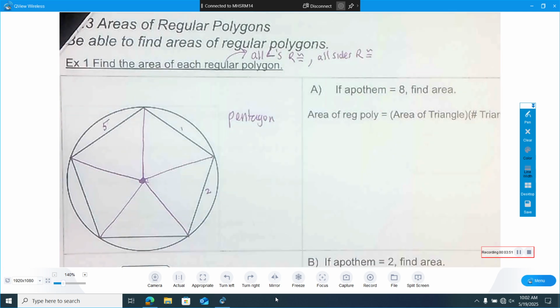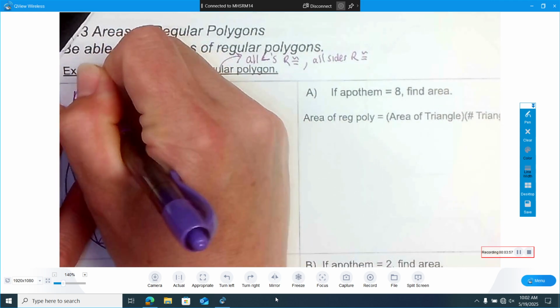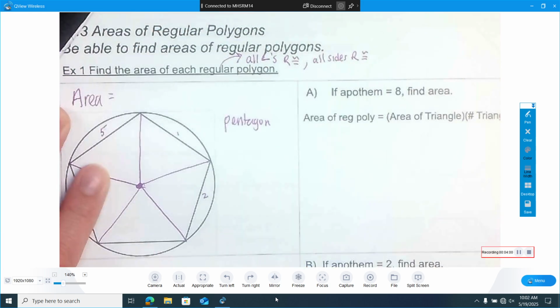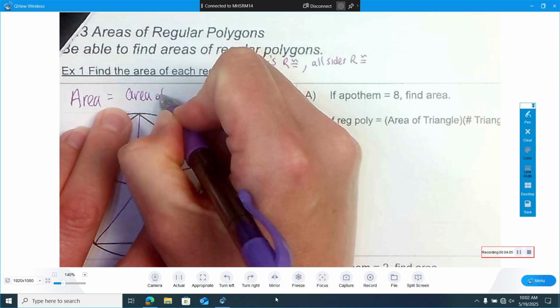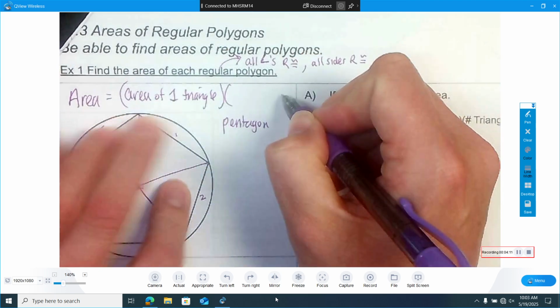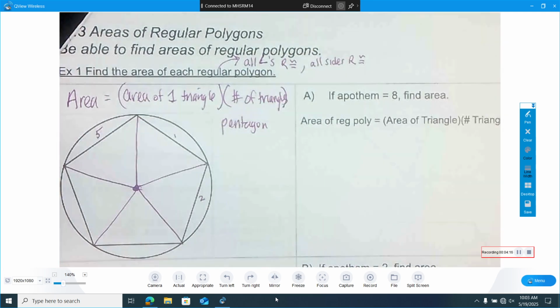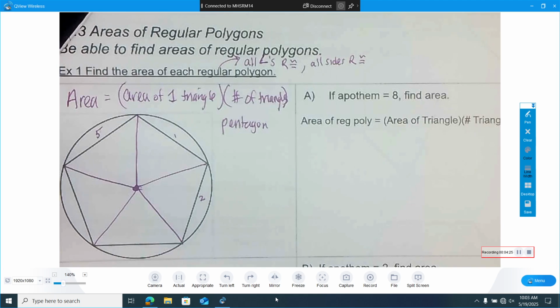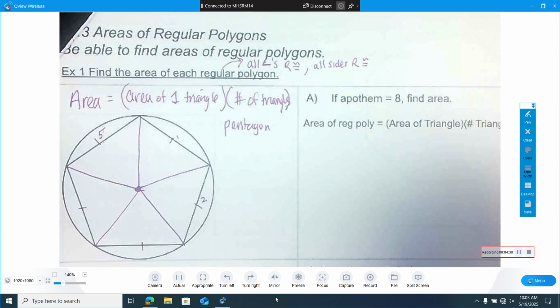That's exactly right. So as our broad strategy for finding the area of a polygon, we want to go ahead and find the area of one triangle and then just multiply it by the number of triangles. And that generally is going to work for any regular polygon that we want. So our job is to figure out the area of one of these little triangles because they're all congruent. They all have the same base length here.